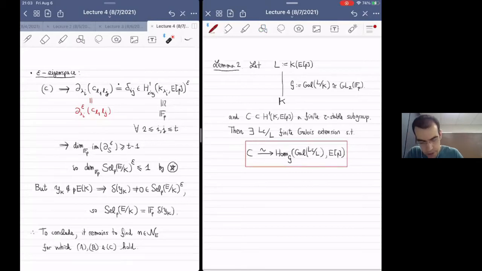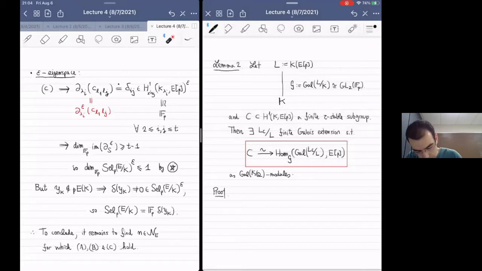And which is an isomorphism of Galois K over Q modules. Okay, and the isomorphism is quite natural, so the proof is essentially just going to tell us what it is. So, proof.